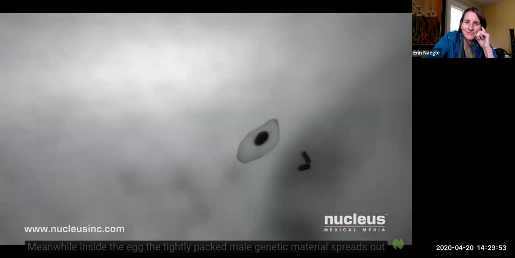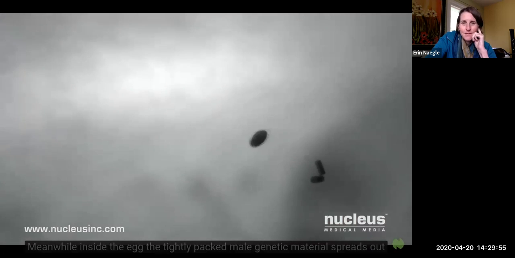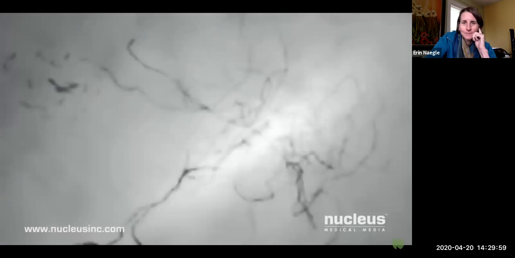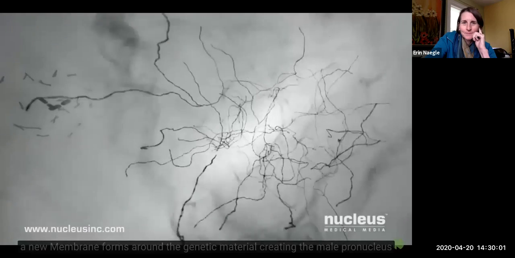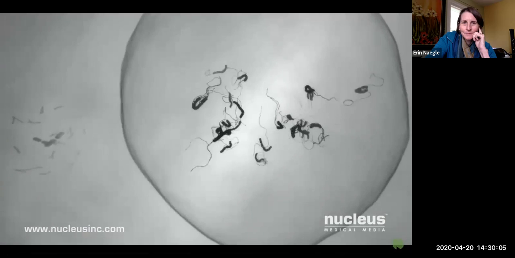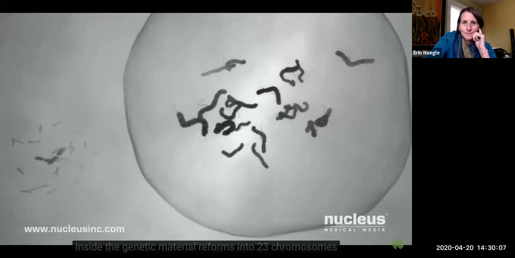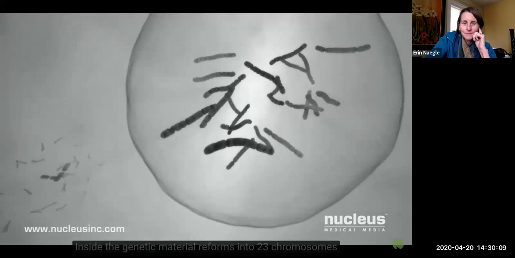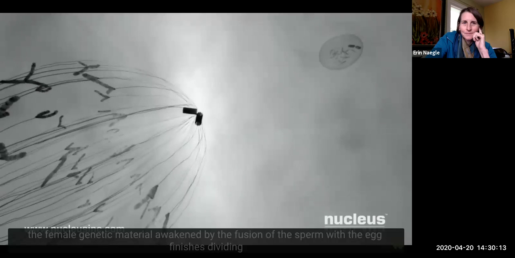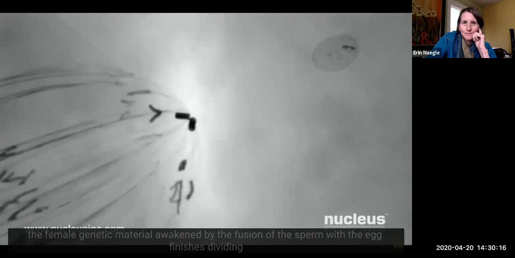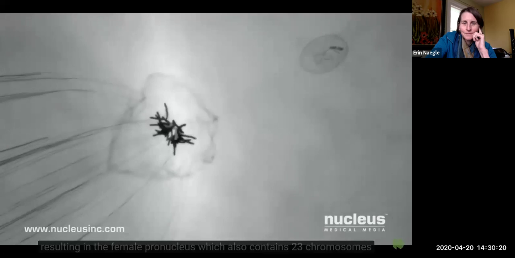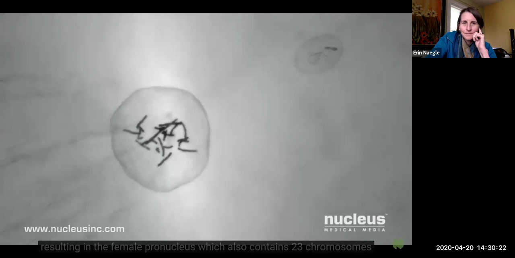Meanwhile, inside the egg, the tightly packed male genetic material spreads out. A new membrane forms around the genetic material, creating the male pronucleus. Inside, the genetic material reforms into 23 chromosomes. The female genetic material, awakened by the fusion of the sperm with the egg, finishes dividing, resulting in the female pronucleus, which also contains 23 chromosomes.